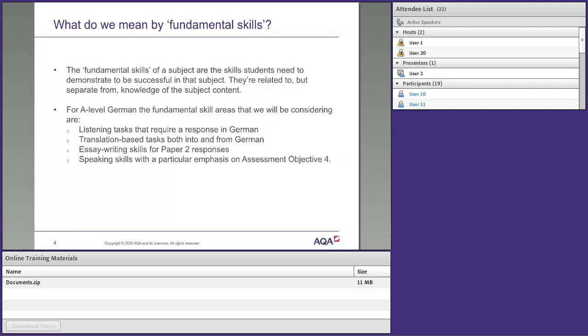So what do we mean by fundamental skills? The fundamental skills of a subject are the skills that the students need to demonstrate to be successful in that subject. They're related to, but separate from, knowledge of the subject content. For A-level German, the fundamental skill areas that we'll be considering today are listening tasks that will require a response in German, translation-based tasks both into and from German, the essay writing skills for paper 2, and speaking skills with a particular emphasis on assessment objective 4.